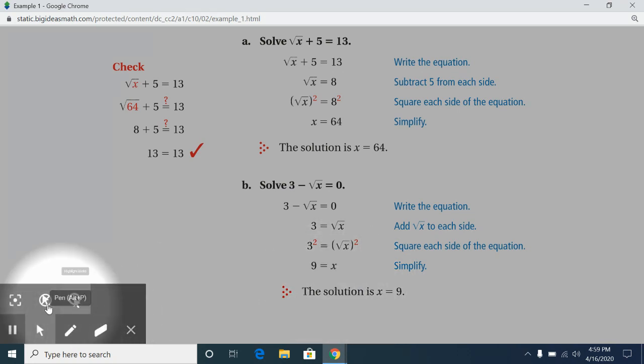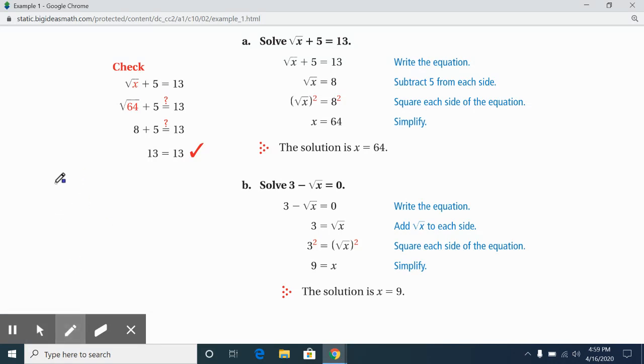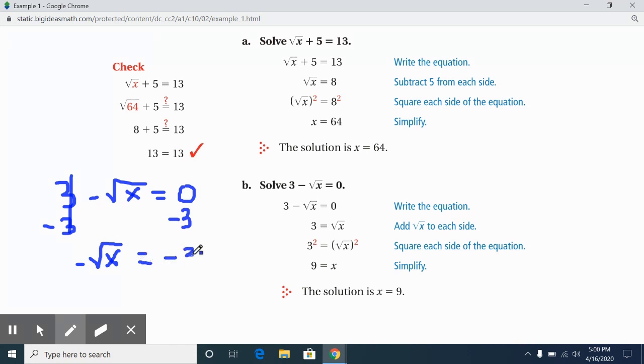So real quick, I want to show you another way you could do this. It might take a little longer, but I want to show you a really important rule. Let me rewrite this: 3 minus root x equals 0. Another way we could have done this is we want to isolate this, right? Some of you might say we want to subtract the positive 3 to get rid of it, but that's going to leave us with a negative square root of x equals a negative 3. Okay?